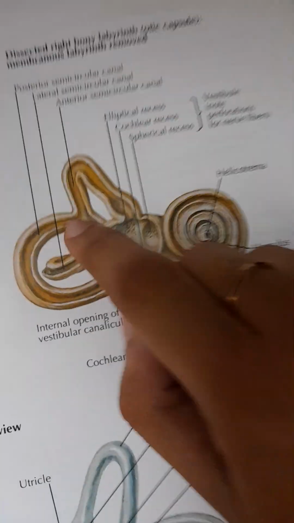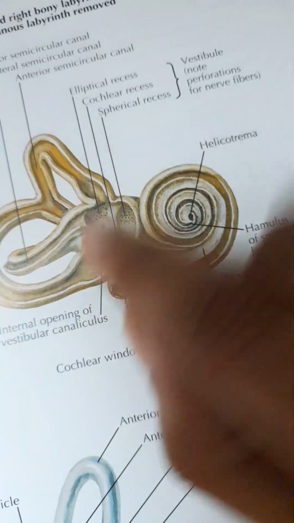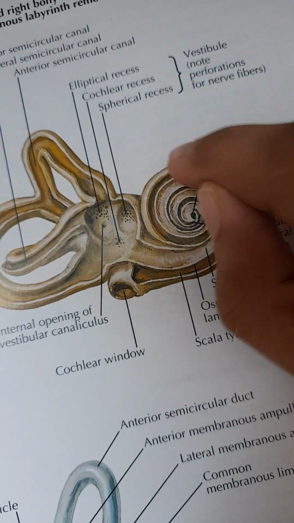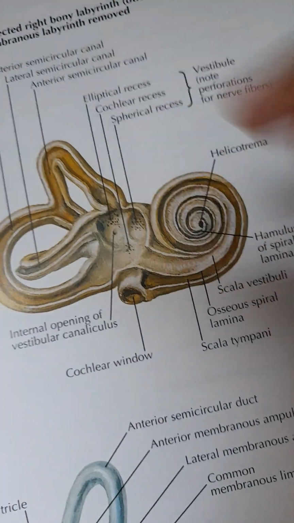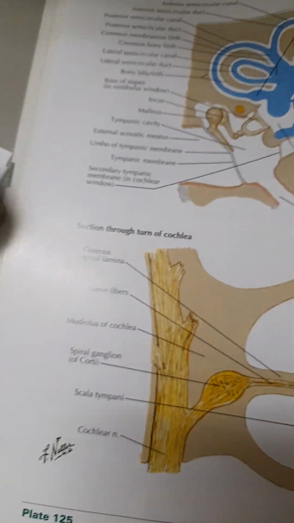Okay, so when we talk about the cochlea, it is going to be like this. Just imagine it to be 3D. It has got three parts. What are the three parts? We have the cochlear duct, and around it we're going to have the vestibuli, and then in front of it we're going to have the tympani.